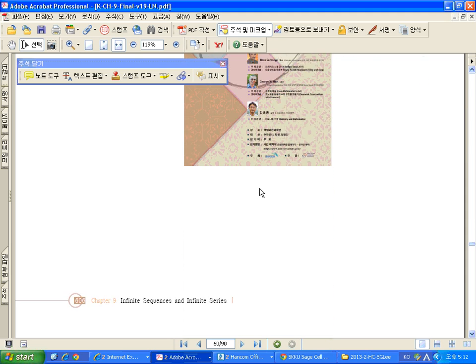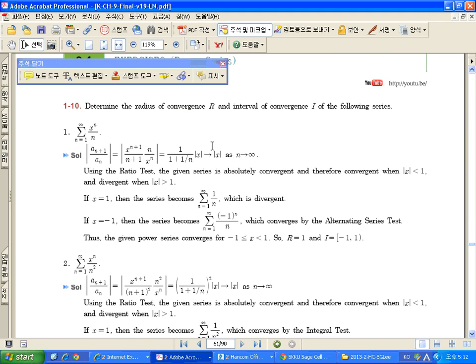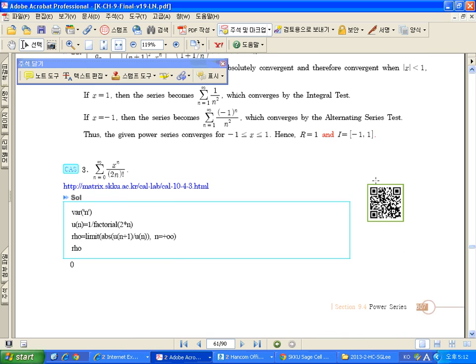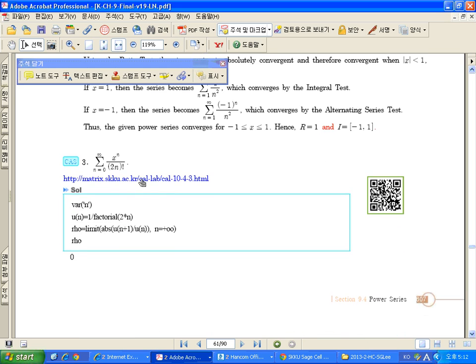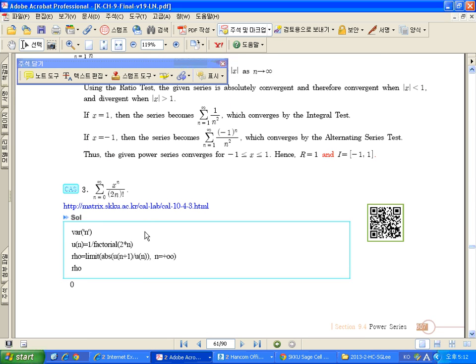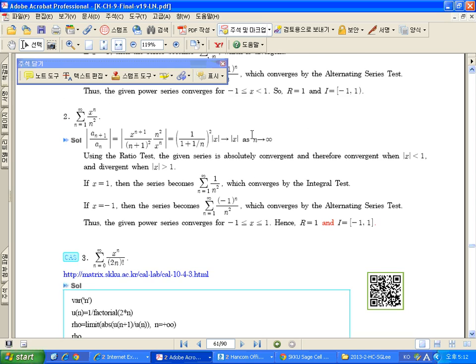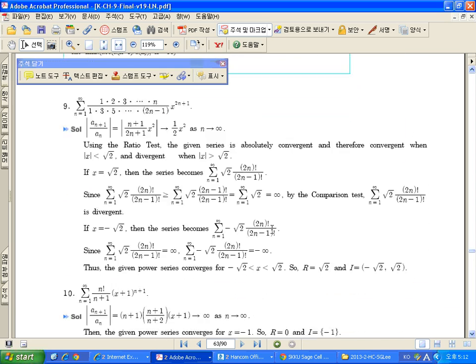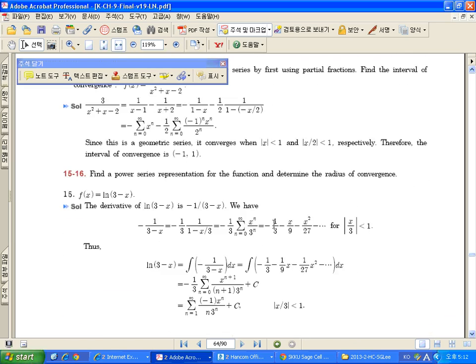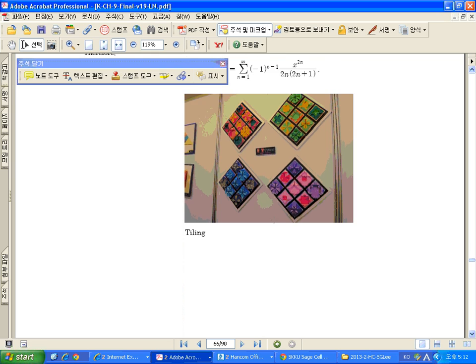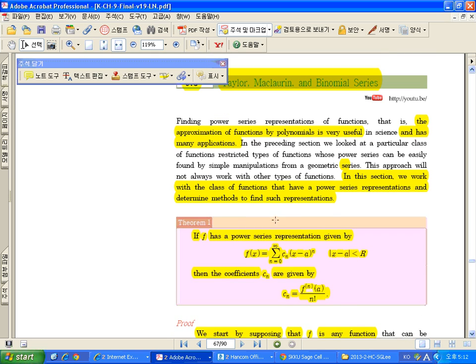So with this knowledge, we can treat the problems. I gave you the solutions here with the QR code and the web addresses. So you may check those answers and use this code to deal with other problems to share. Okay, that concludes section 9.4. Any questions?